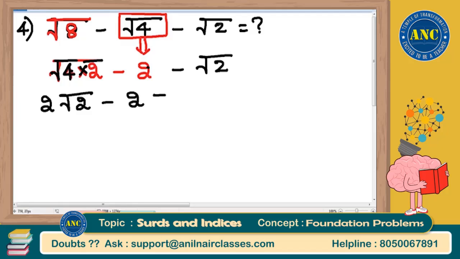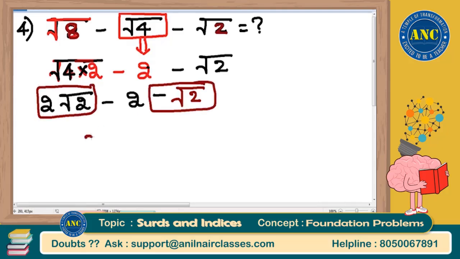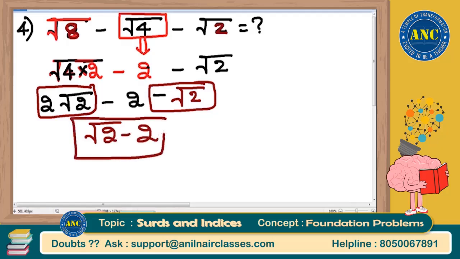This root 2 cannot be expressed as anything. 8 can be expressed as 4 into 2, but 2 can only be expressed as 2 into 1, which gives the same number again. So write it down as it is. If I simplify, 2 root 2 minus root 2 is nothing but 1 root 2. So root 2 minus 2 should be the final answer.